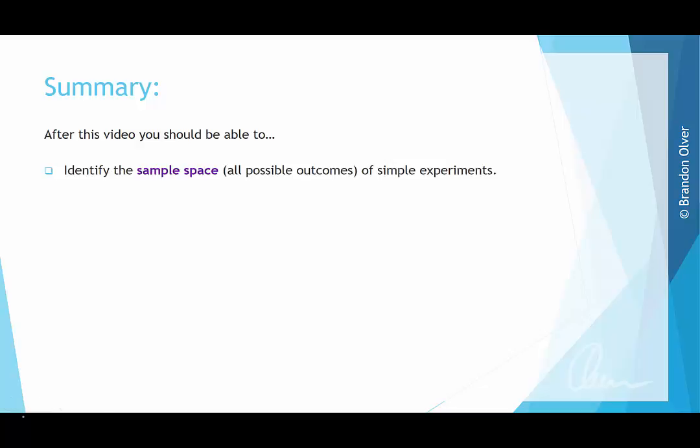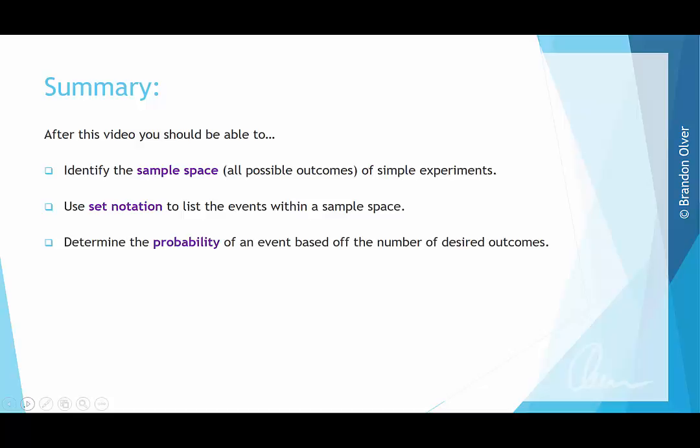So you should be able to identify a sample space, and that is listing all the possible outcomes for simple experiments. You should also be able to use set notation to list events within a sample space. You should also be able to determine the probability of an event based off the number of desired outcomes. And finally, you should understand the rules governing probabilities and their distributions.